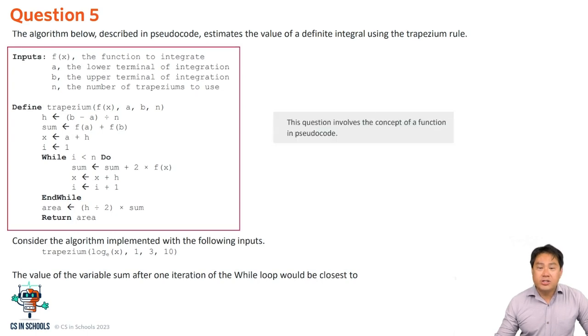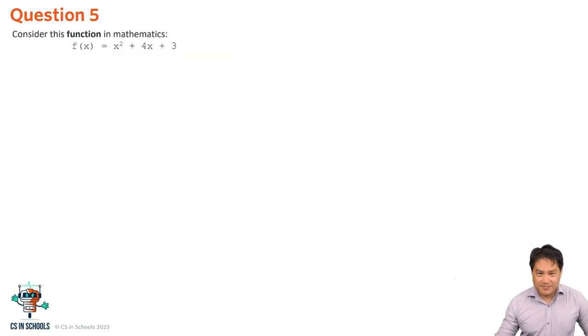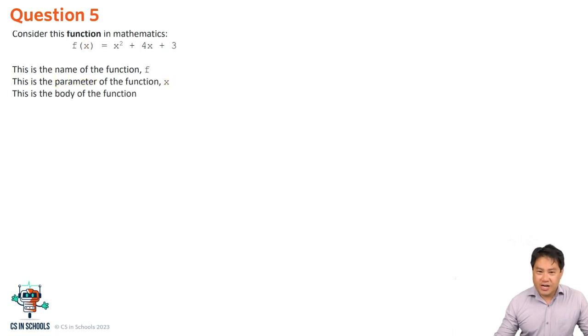Here is the pseudocode that they've provided for us. This question involves the concept of a function in pseudocode. Let's quickly compare how a function works in pseudocode with how you might understand it in mathematics. Consider this function in mathematics: f of x is equal to x squared plus 4x plus 3. This function has a name, which is f. It also contains a parameter, which in this case is x. And the function has a body, which is x squared plus 4x plus 3.